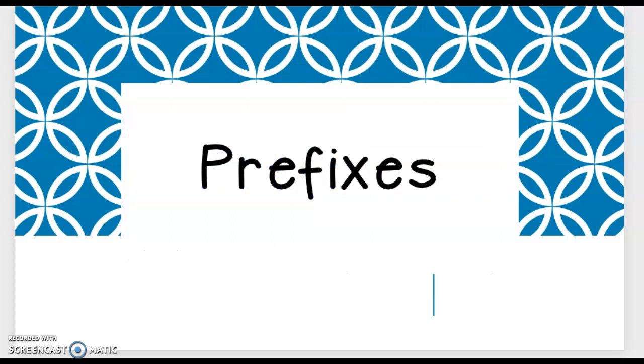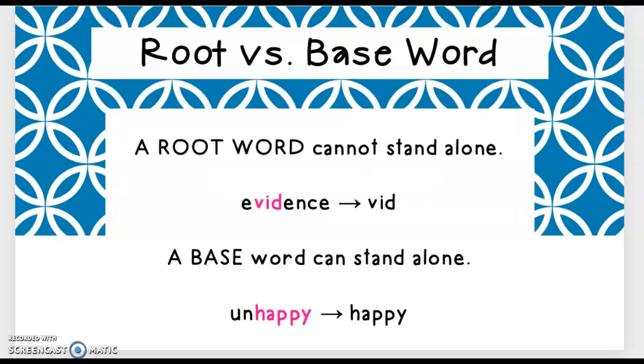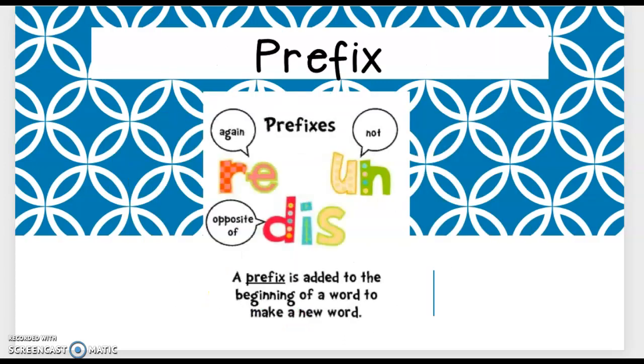All right, prefixes. Before we get started, we need to talk about root words versus base words. A root word cannot stand alone. Like if the word was evidence, the root of the word evidence is vid, and that's not a word by itself. A base word can stand alone. So if the word was unhappy, the base word was happy, and that is a word within itself. Prefixes again are parts added to a word to change the meaning of the word.